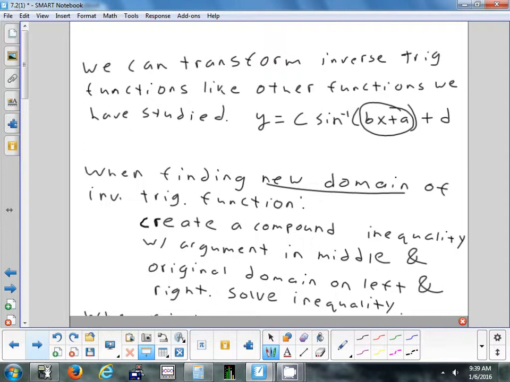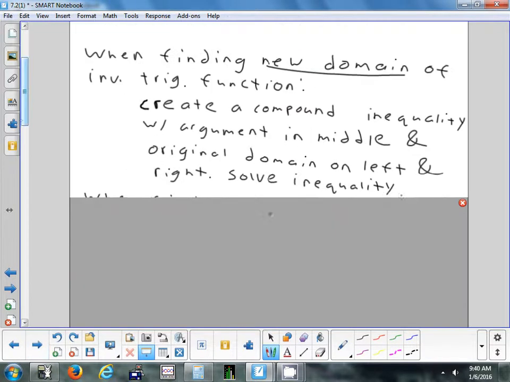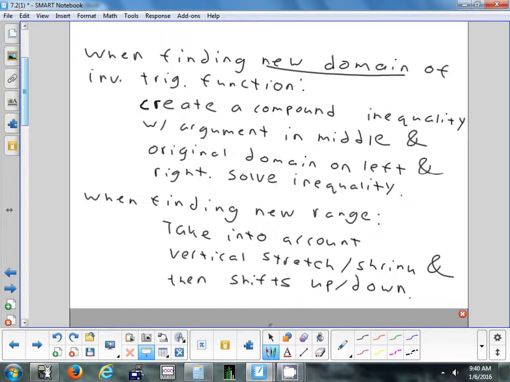The only reason we're dealing with the argument here is because domain is your x, that's your horizontal. What I just circled right there is your horizontal. If I shift something up and down, that doesn't affect the domain. That affects something else. What if you shift up or down, what would that affect? Range. If you stretch up and down, what would that affect? That's the range. So I don't care about C and D when I'm just trying to find domain. I care about C and D when I'm finding the range.